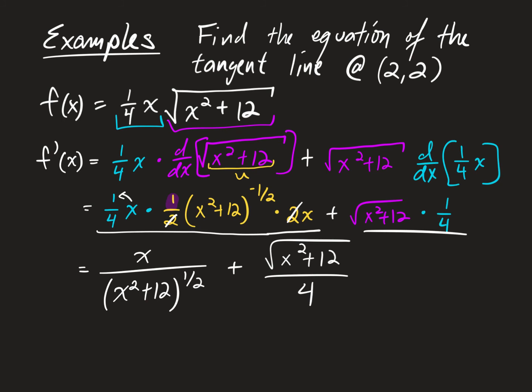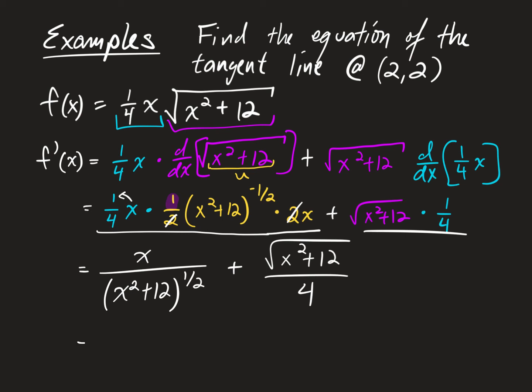And some professors out there may make you simplify this, and that's fine. You can just recognize that 1/2 is the same thing as square root. Basically, this numerator and this denominator are exactly the same. Simplifying in this case means having only one fraction instead of 2, so you'd have to find a common denominator here. In this case, it would be 4 times x squared plus 12 to the 1/2 power. So you would multiply top and bottom here by 4, and you could multiply top and bottom here by square root of x squared plus 12.